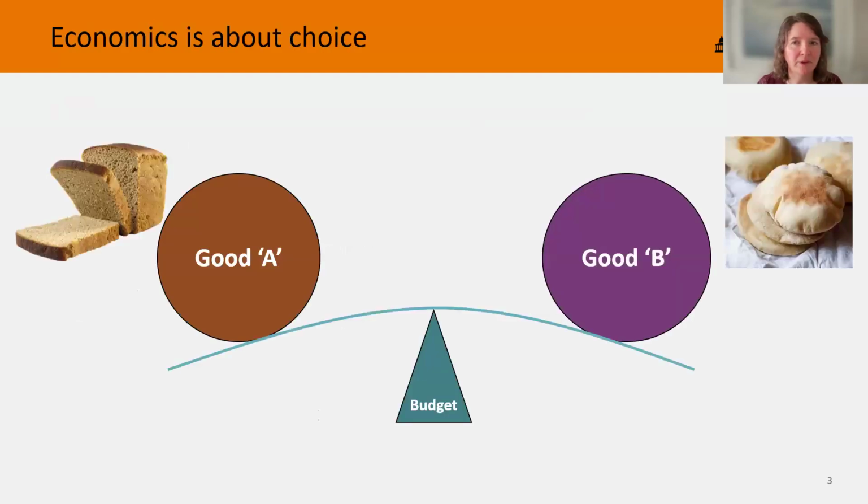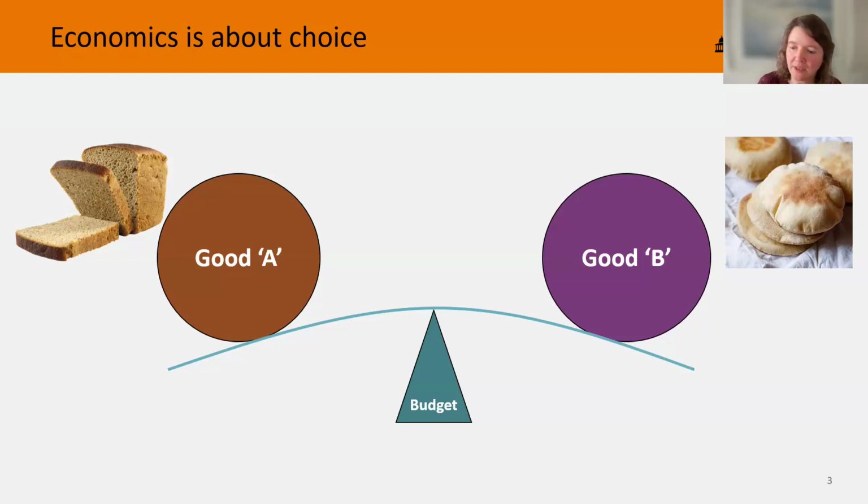I'll go forwards. There we go. So economics, all economics, not just health economics, is about choice, trying to make decisions. What's the best thing to do? The way that I tend to think about this is you have two goods, good A and good B, and you're trying to work out how much of your budget to spend on each thing.